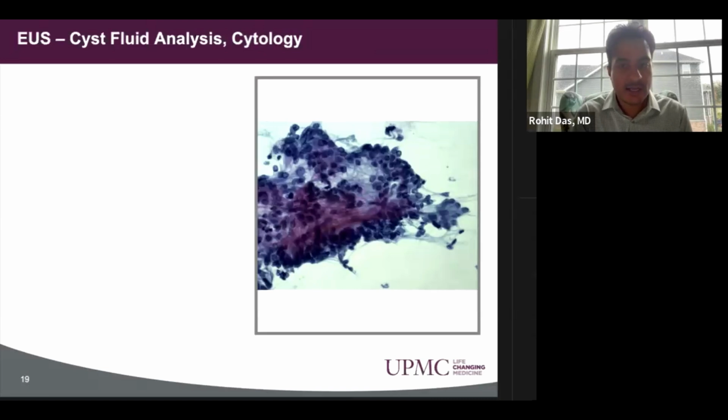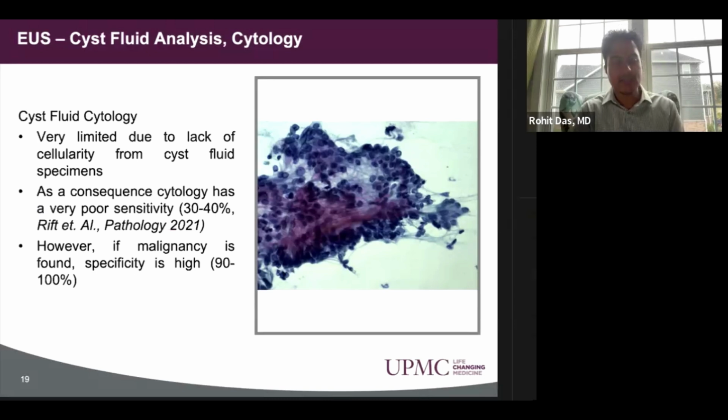We will also often send cyst fluid for cytologic analysis, which is basically looking at cyst cells under the microscope and trying to characterize whether there's any changes of advanced neoplasia. The issue, though, is that cyst fluid is often very acellular, or rather paucicellular, meaning that there's not a lot of cells to look at within the fluid. As a consequence of that, the sensitivity of cytology is unacceptable, 30 to 40% at most. But it is useful in the sense that if advanced neoplastic changes or malignancy is found, it is very specific as expected.